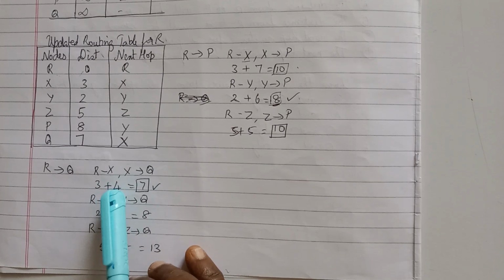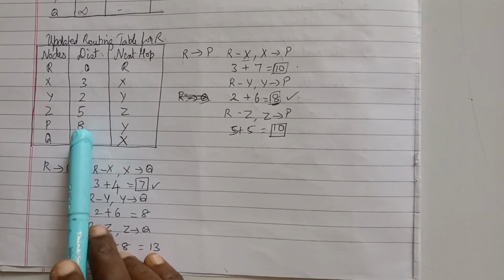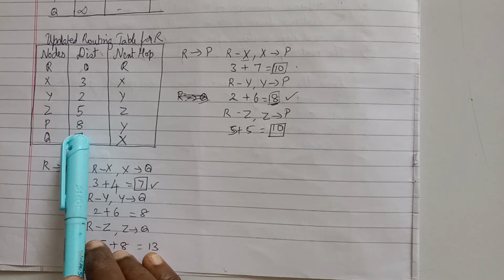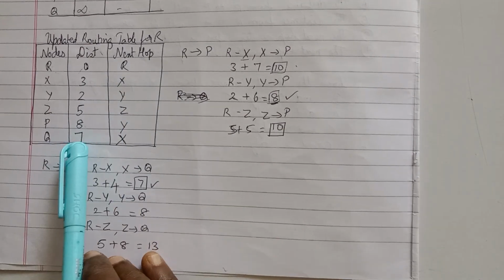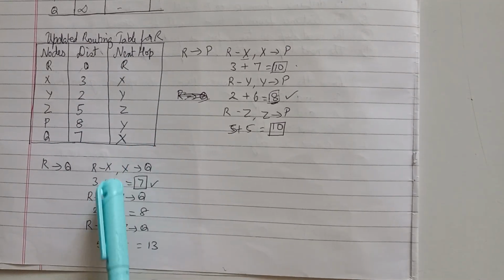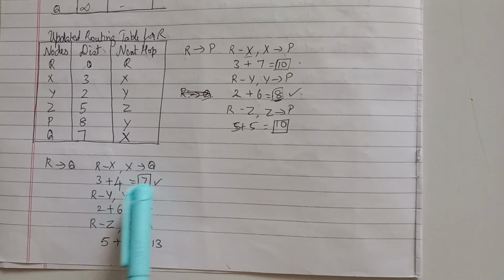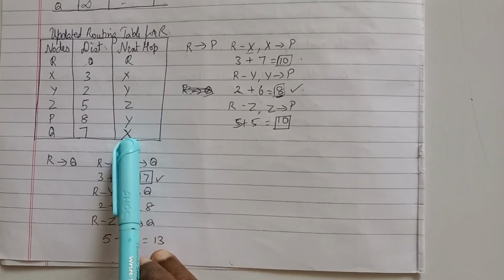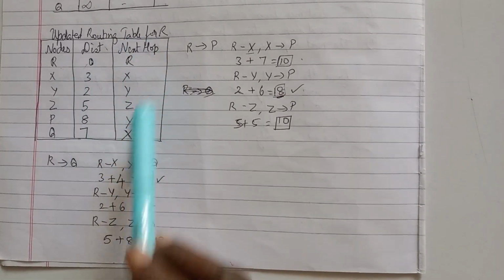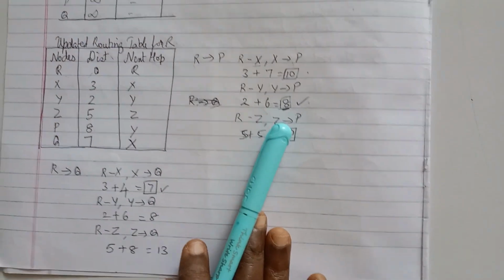So among 7, 8 and 13, the least one is 7. So you choose this distance. In the updated routing table for R, write the distance from R to Q as 7 and the next stop as X. So through X only you get the minimum distance. So update the next stop as X. This is how we write the initial routing table and updated routing table.